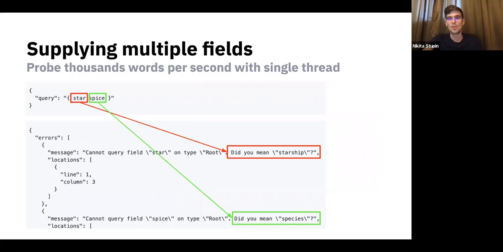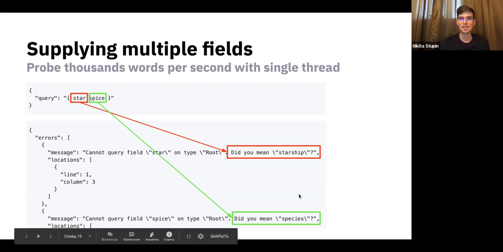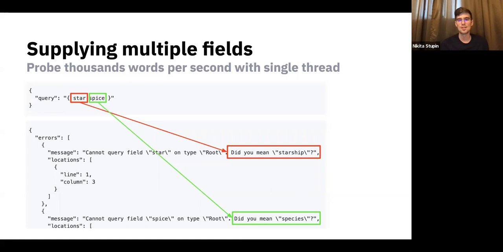Also, the great thing that helps us speed up the process of reversing the schema by 10 or even 100 times is that we can supply multiple fields in one document and it will return an error for each supplied field. For example, we can supply two fields, star and spice, and we will get suggestions for both fields. This allows us to probe thousands or even tens of thousands of words per second in a single thread. And if we have multiple threads, we can guess much faster.